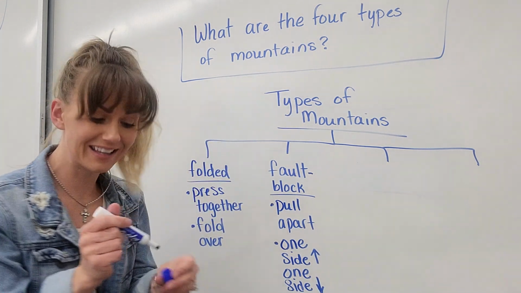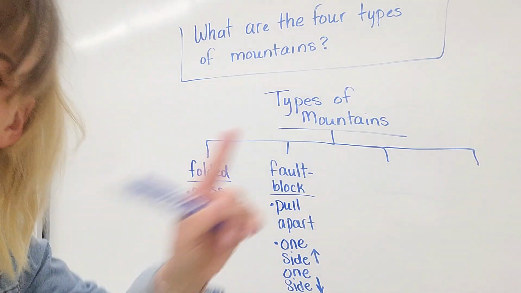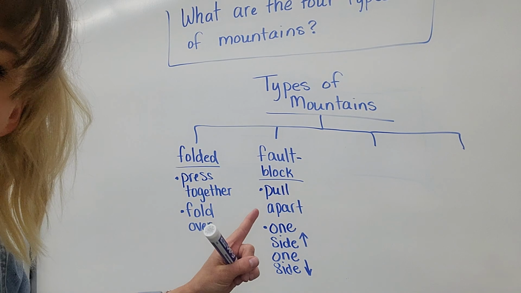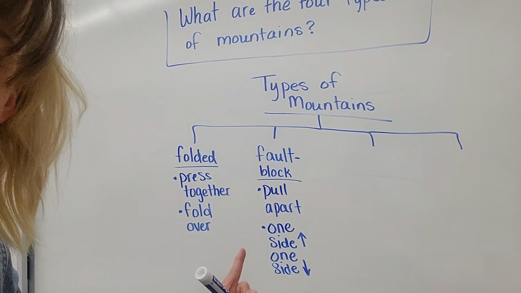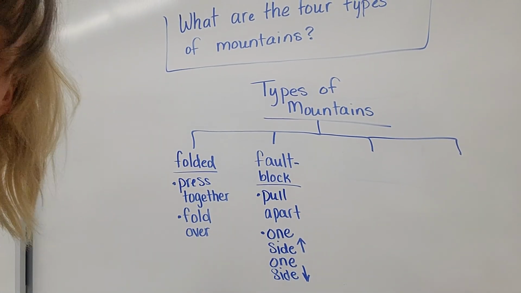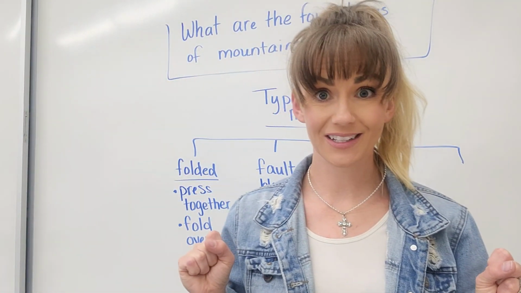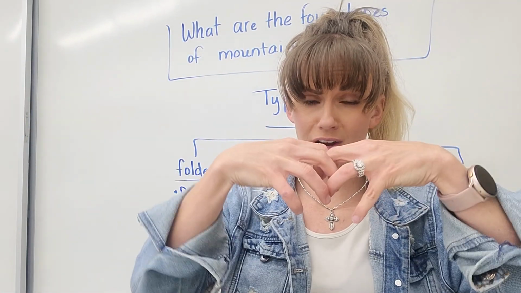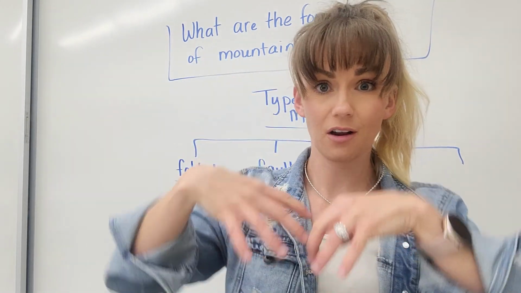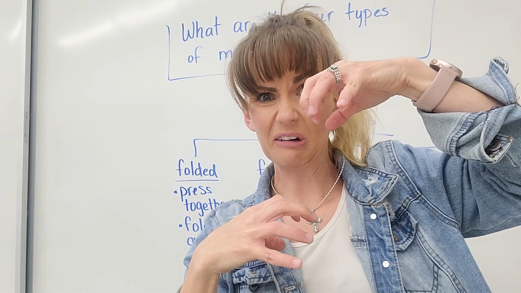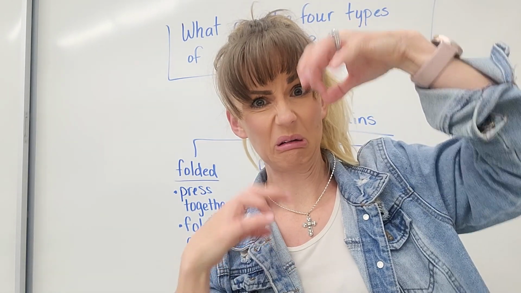Oh, perfect. Let me move it just a little bit. I know I'm going to cut off the question now, but let me show you. So that's what I did. I just wrote one side goes up, one side goes down. That's how fault block mountains are formed. Folded mountains crash together and fold on top of each other. Fault block mountains pull apart and go different ways. One goes up, one goes down, okay?